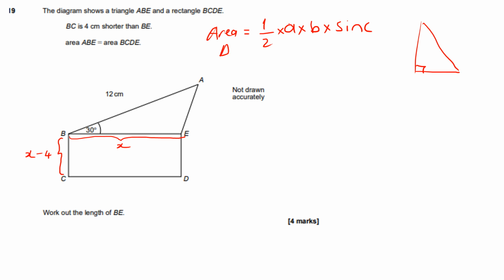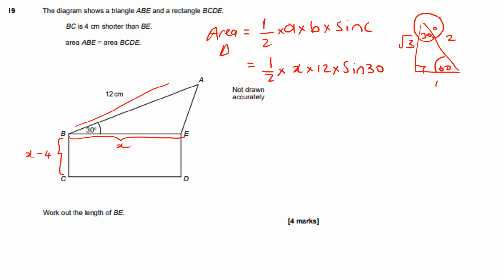So this would mean it's going to be 1, root 3, 2, this is 60, this is 30. So I will use half times x times 12 times sin 30. Sin 30, I go to 30 degrees, here's my Pac-Man. Sin is SOH, opposite divided by the hypotenuse, so the opposite is 1, hypotenuse is 2, so it's going to be half. So it's half times x times 12 times half.